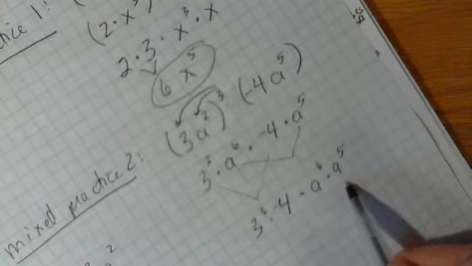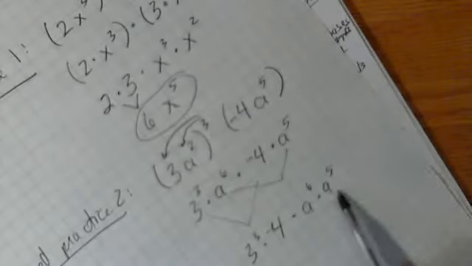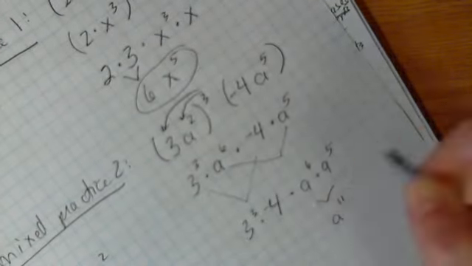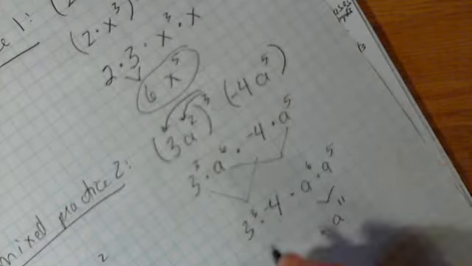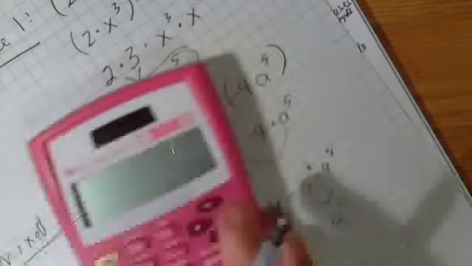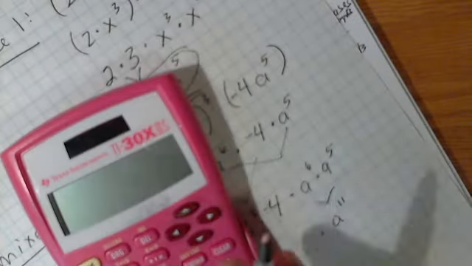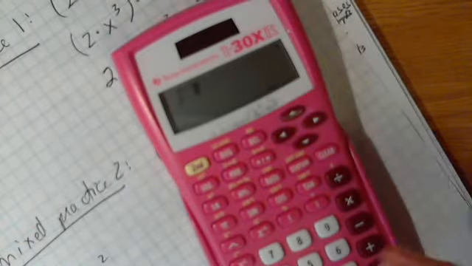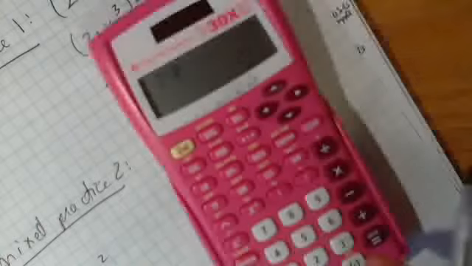Alright, which rule are we using now? We're using the product rule. When multiplying like bases, add the exponents. I have a base a to the 6th times base a to the 5th. That's going to make a to the 11th. And this part here, I'm going to do in my calculator. 3 to the third power, 3, turn it on, 3 power up to the third power.